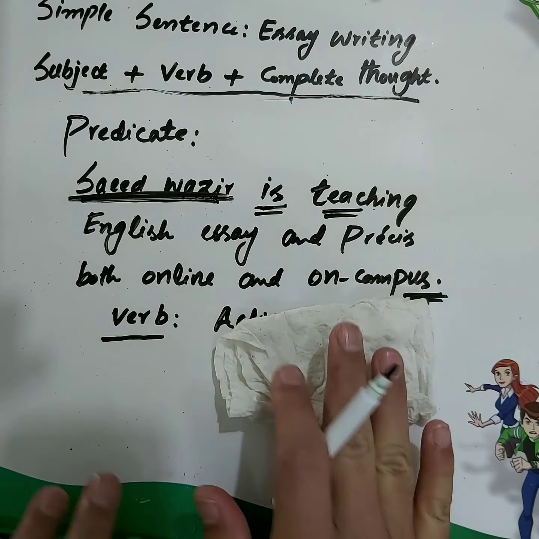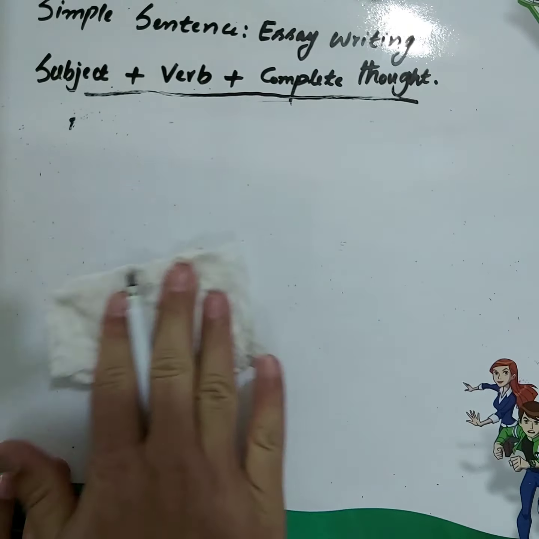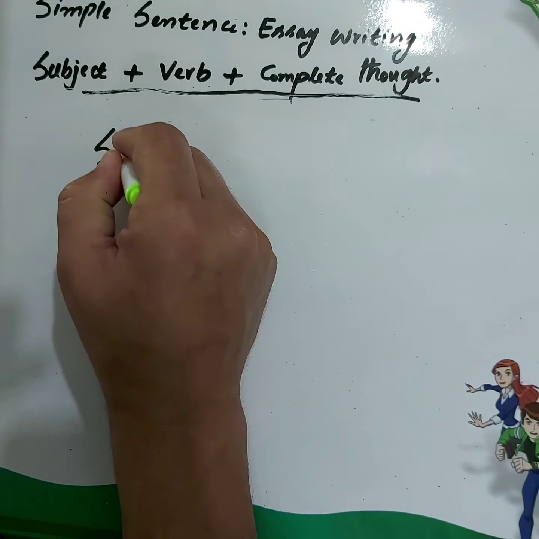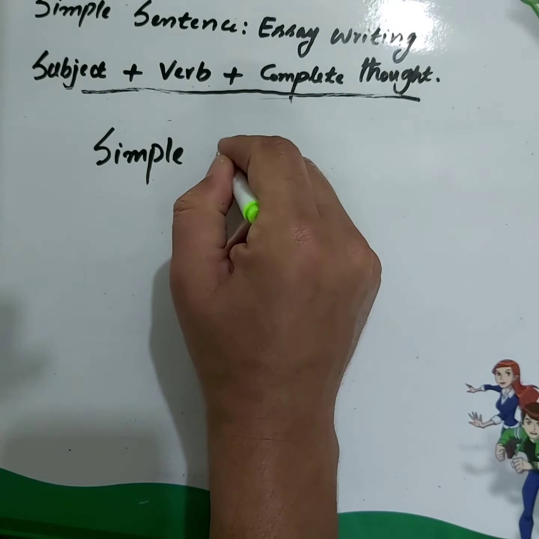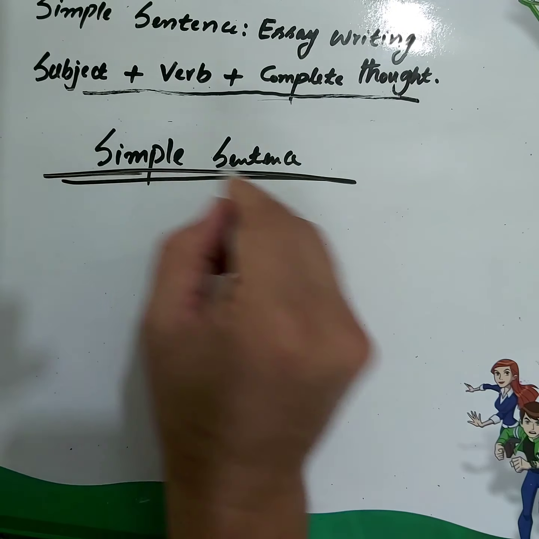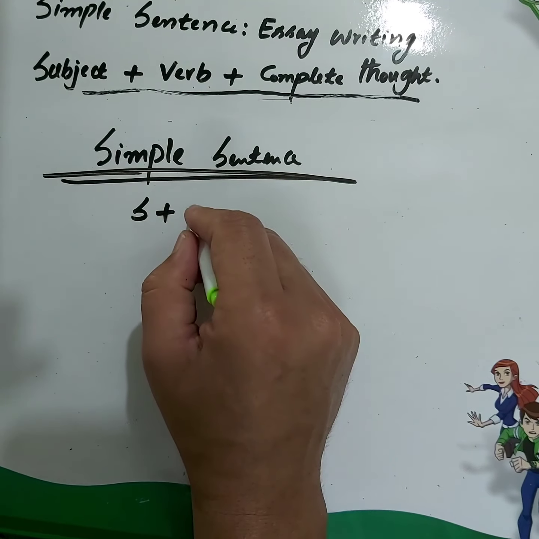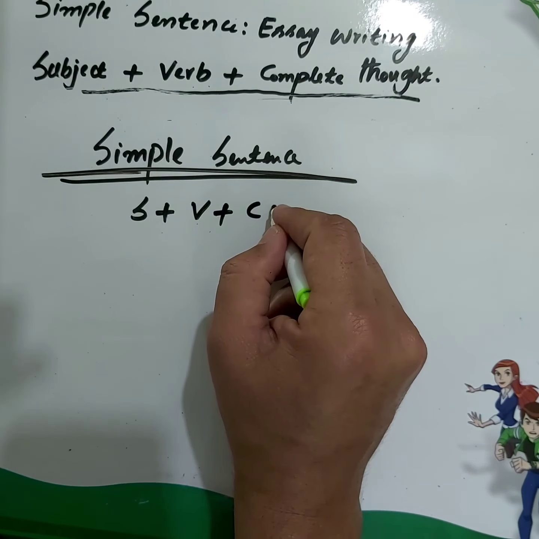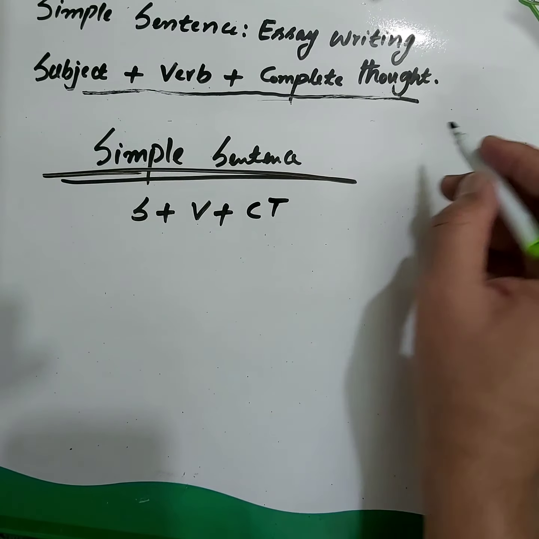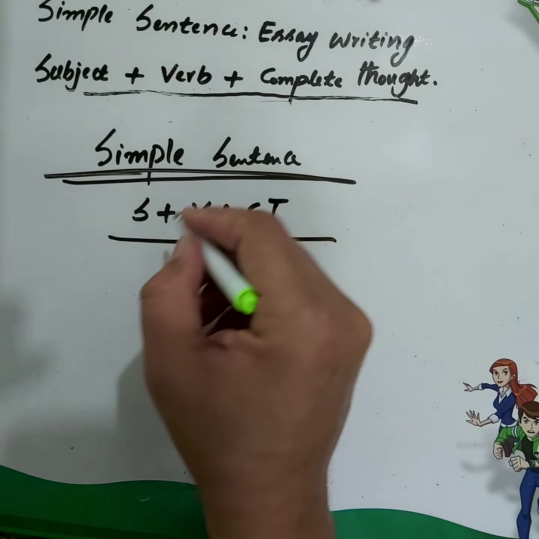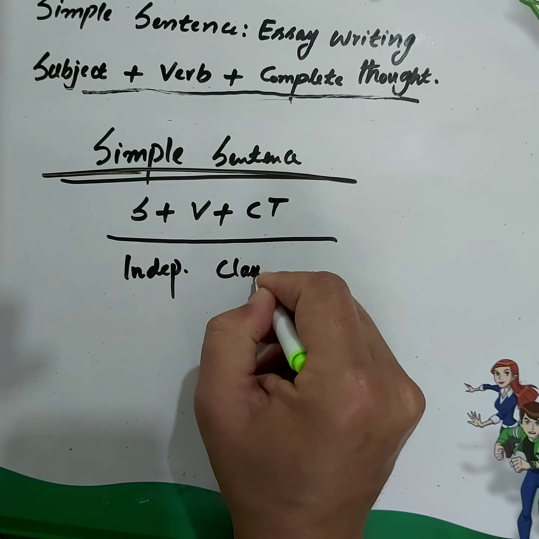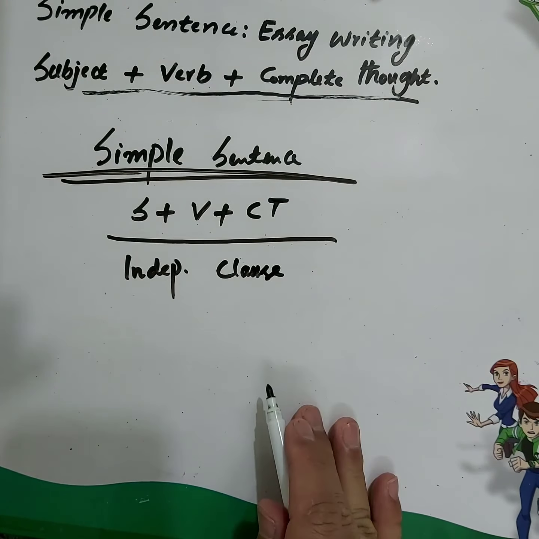Students, today's class was all about a simple sentence. Again, I'm going to simplify. Simple sentence: students, subject plus verb plus complete thought. This is your simple sentence. It is an independent clause.